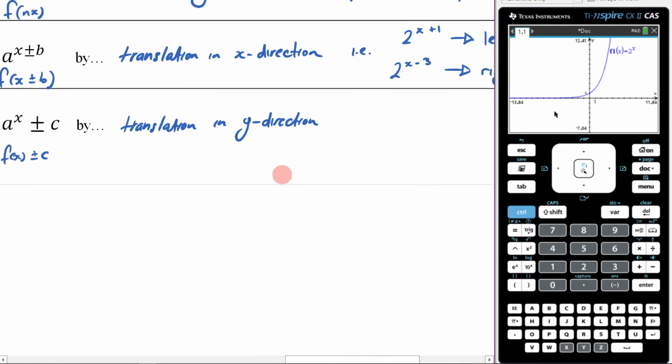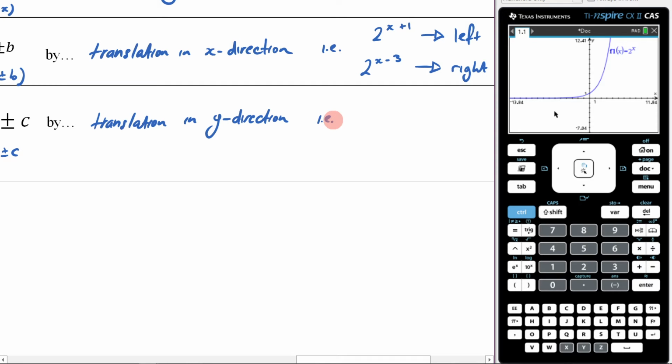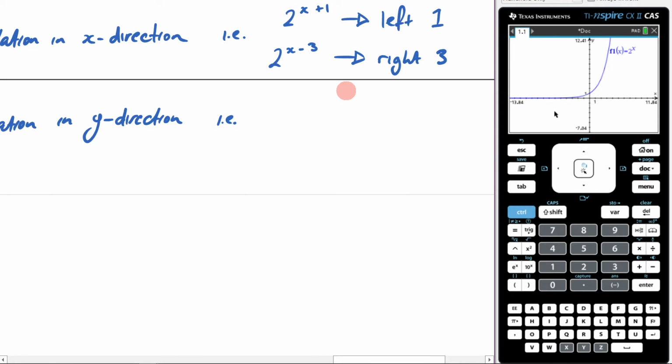And we'll go through some examples here. So again, let's talk about if I had 2 to the x and I plussed 2 to it. What does that mean? That means up 2. So this one, there's no tricks. Plus means up, negative means down. And if I was to minus 4 from it, that means I would go down 4.